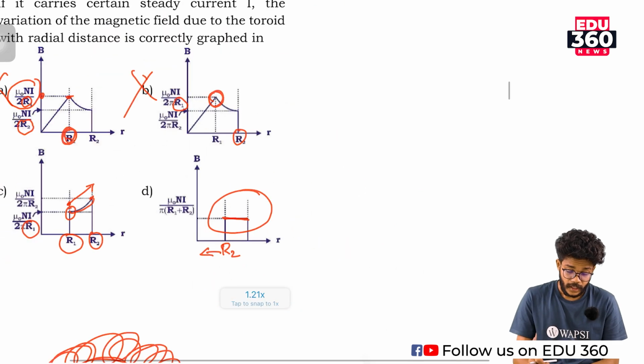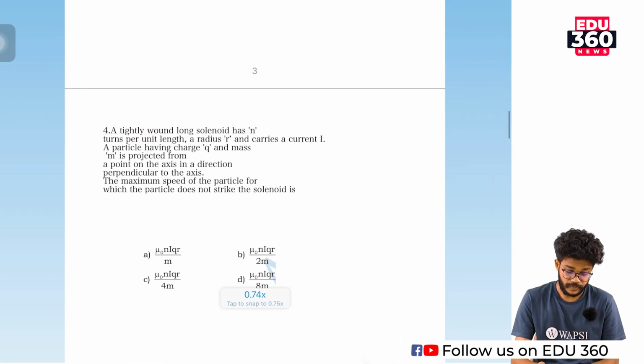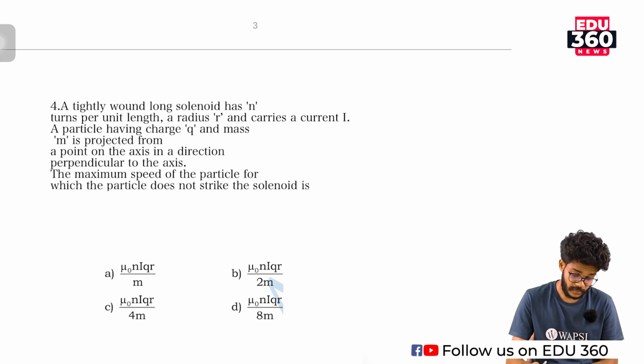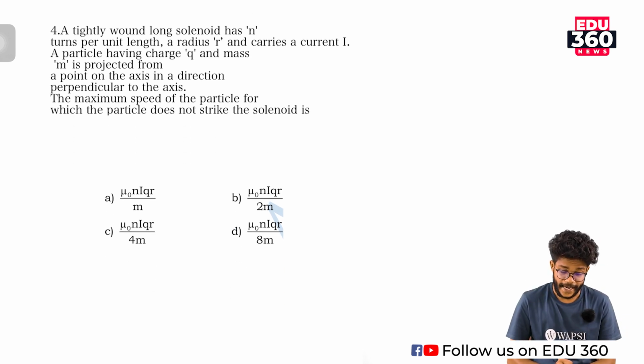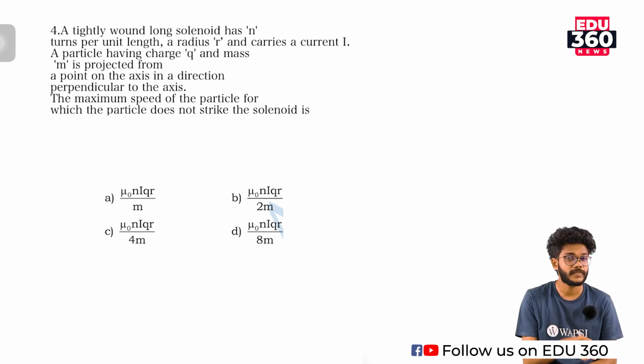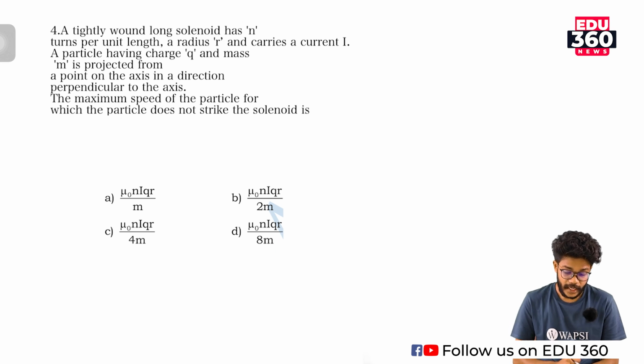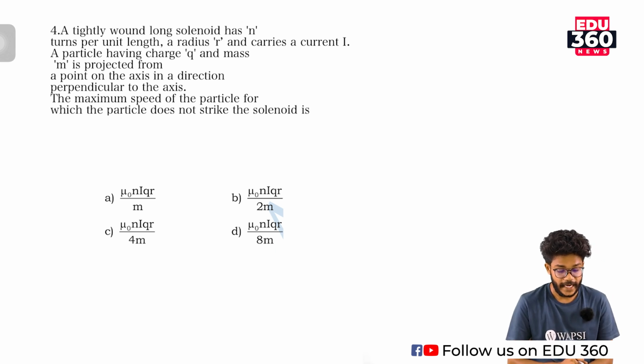Okay, so we can move to the fourth question. A tightly wound long solenoid has n turns per unit length, that's why it is represented by small letter n, a radius r, small r, and carries a current I. A particle having charge q and mass m is projected from a point on the axis.